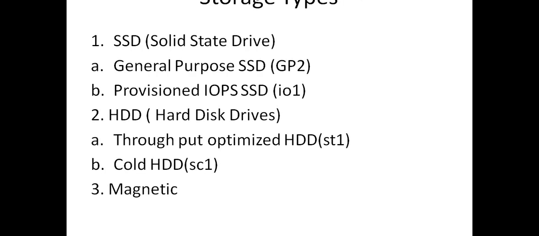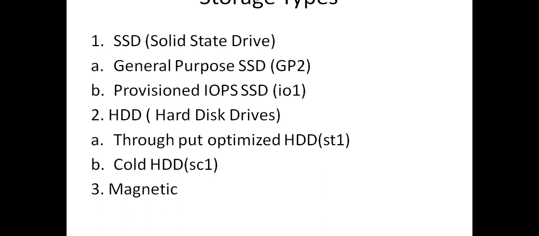So we are having current EBS volume types known as SSDs and HDDs. If you look at Azure, you get an option of SSD and HDD, but here you will get an option of SSD, HDD and the magnetic drive. Now these are the different types of storages. These are known as storage types.